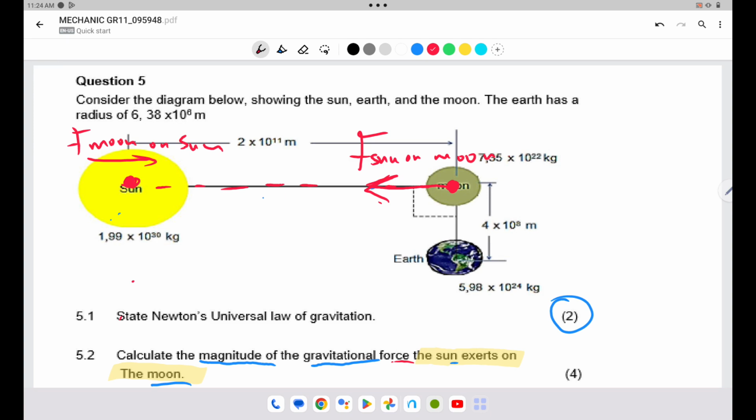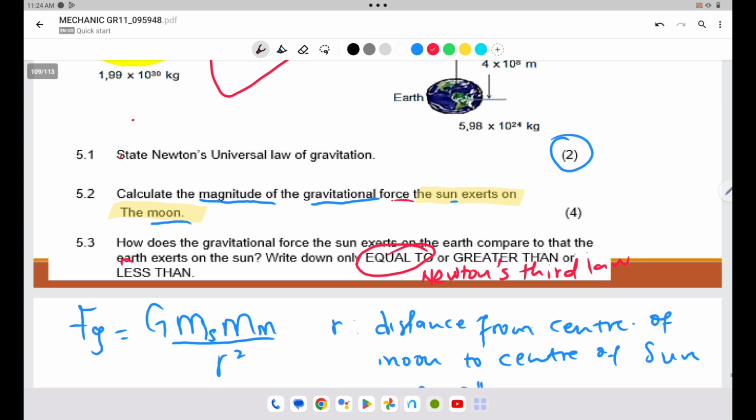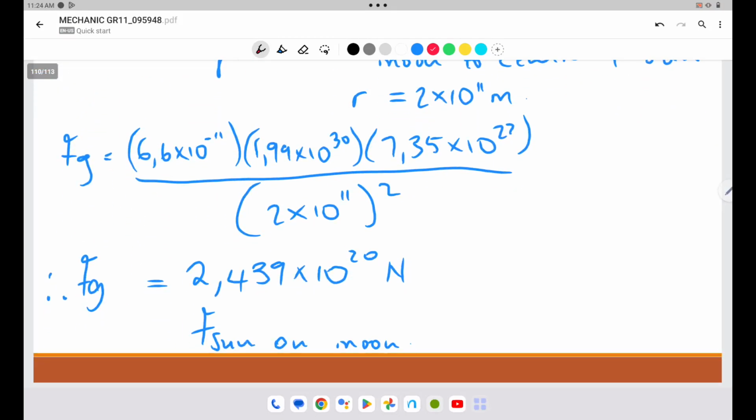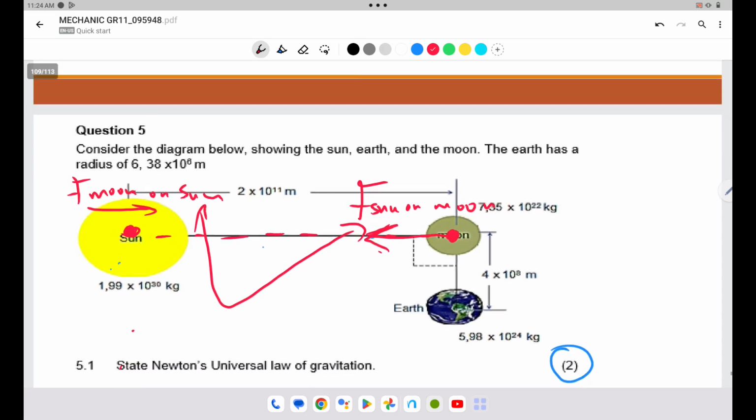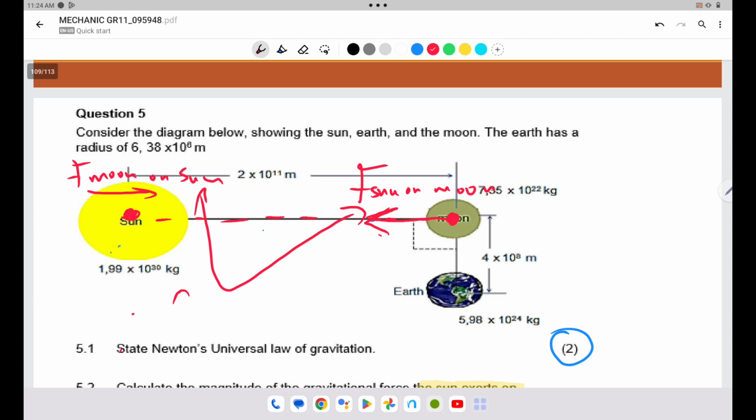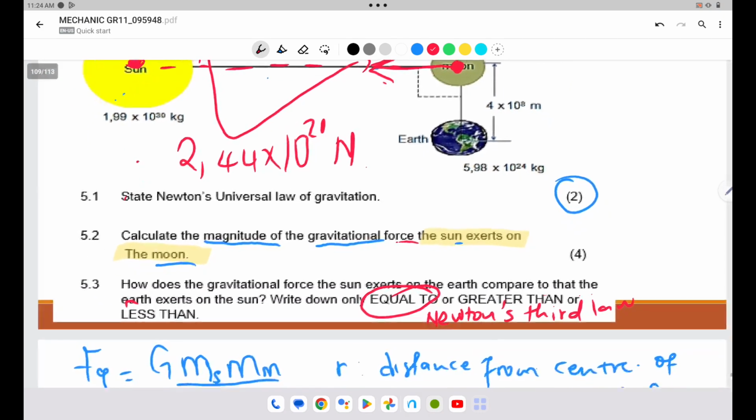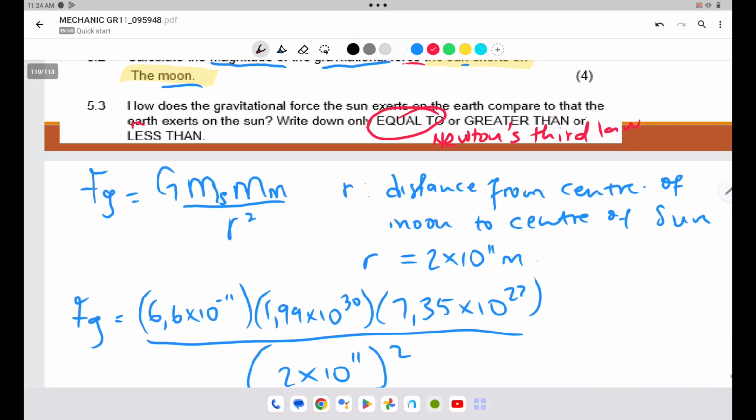So what this means is, if I take this argument back to the force that the sun exerts on the moon and the force that moon exerts on the sun, these two forces have the same magnitude. I have their directions, which we can clearly see from the diagram are in opposite directions. So what this tells me is these two forces have a magnitude of 2,44 times 10 to the power of 20 newtons. Okay, let us look at the other one.